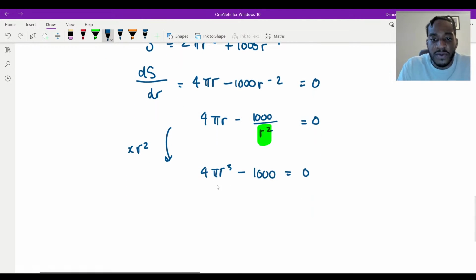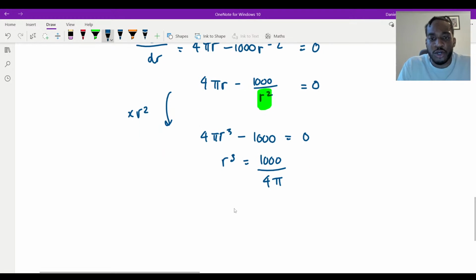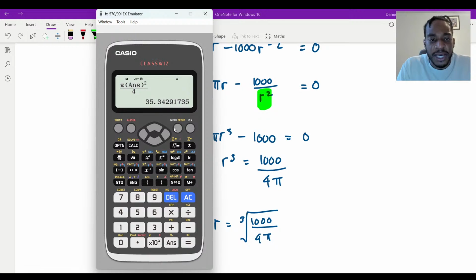Doing this, we need to add 1,000 and divide by 4 pi. So r cubed is going to equal 1,000 divided by 4 pi. And now to get r, I'm just going to do the cube root of that. So r is equal to the cube root of 1,000 over 4 pi. If I put that into my calculator, that should give me the radius. I'm going to just do 1,000 over 4 pi.